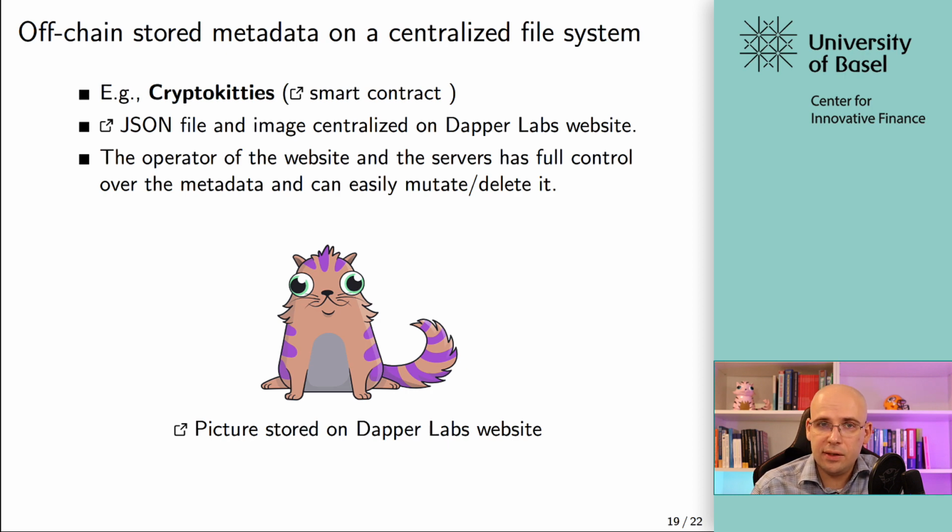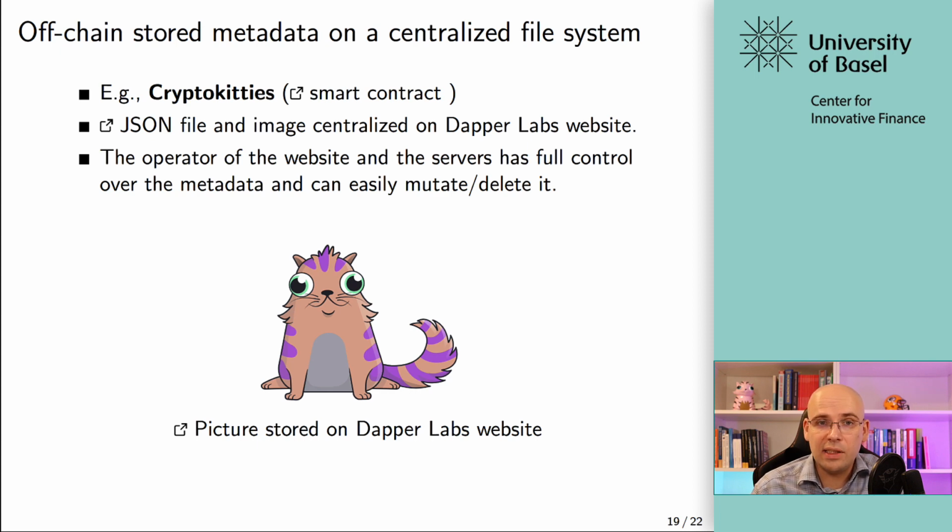And then last but not least, the off-chain stored metadata on a centralized file system. The example, probably the most prominent one, is CryptoKitties. Again, the smart contract is here. And there the JSON file, including the image and pretty much everything, is just centralized. It's hosted by a centralized entity. In this case, it's Dapper Labs.